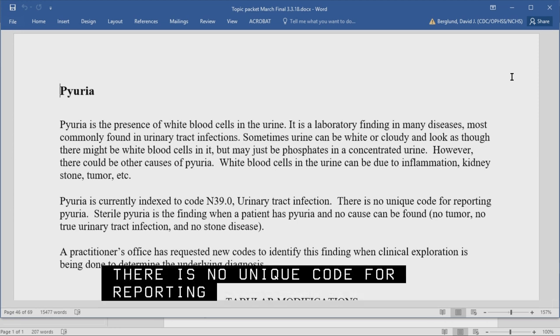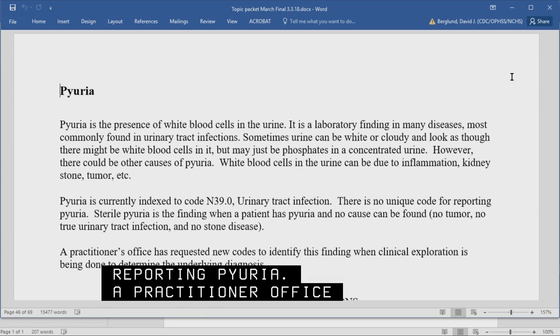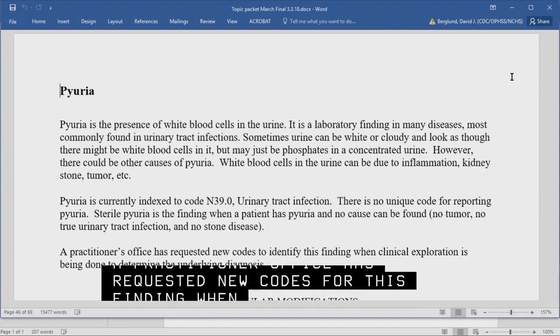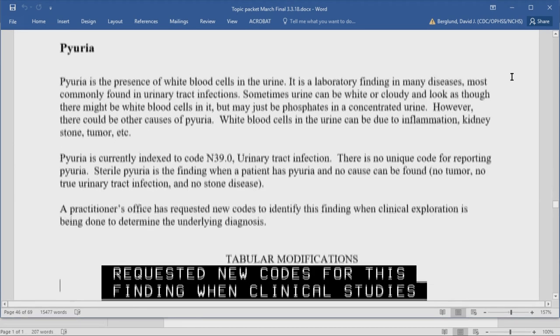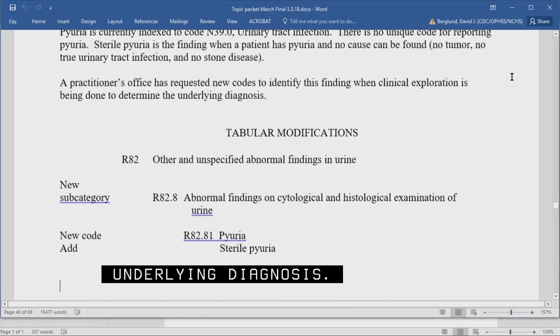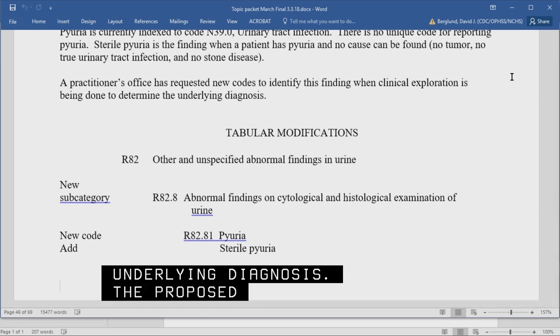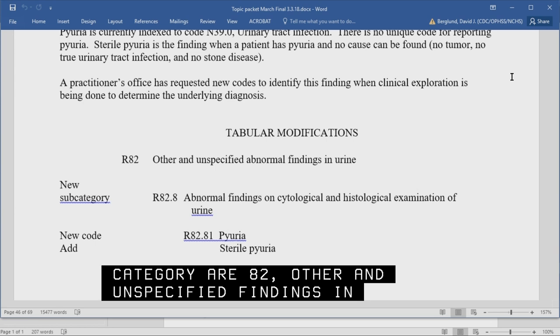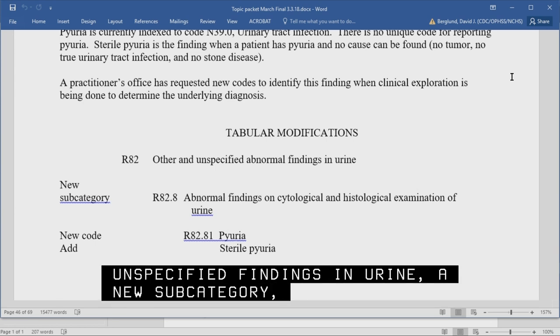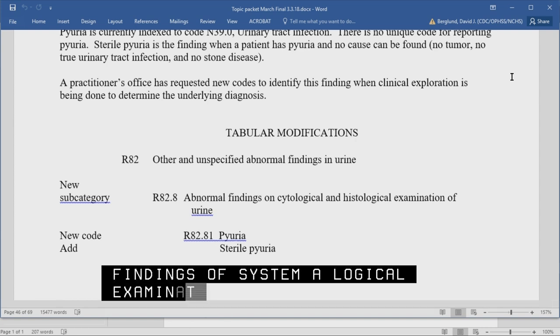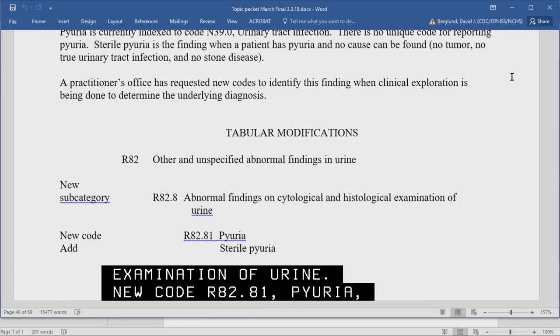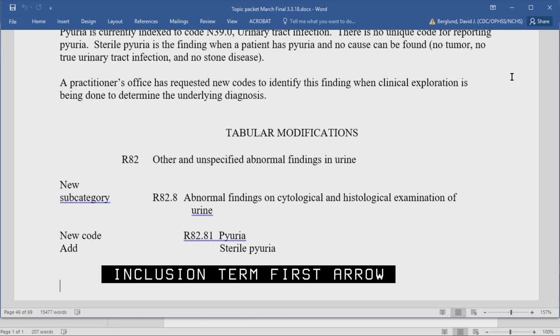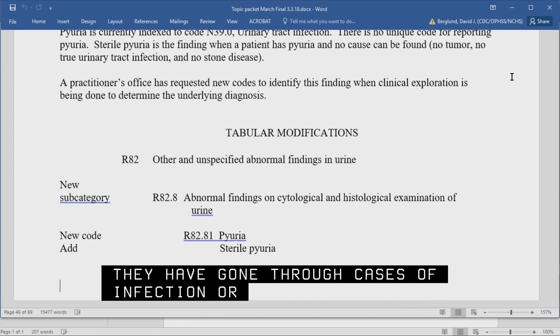A practitioner's office has requested new codes to identify this finding when clinical exploration is being done to determine the underlying diagnosis. The proposed tabular modifications at category R82, other and unspecified abnormal findings in urine, a new subcategory, R82.8, abnormal findings of cytological and histological examinations of urine, new code R82.81 pyuria, and an inclusion term for sterile pyuria for cases when someone was found to have pyuria and they've gone through evaluations such as for infection or stones and there is nothing that could be found. Are there any comments or questions here in the room?